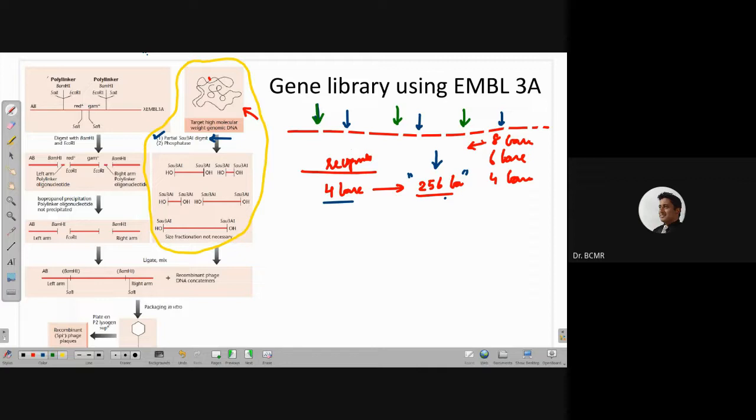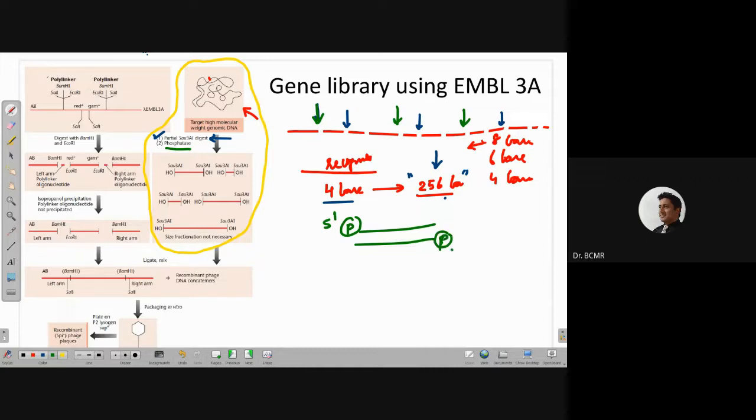Okay? And the second step is to treat with phosphatase, the alkaline phosphatase. We know what alkaline phosphatase does, isn't it? Alkaline phosphatase removes the 5' phosphate group.